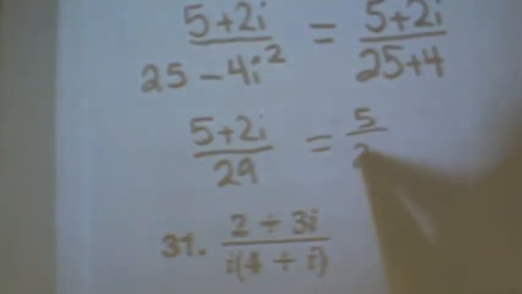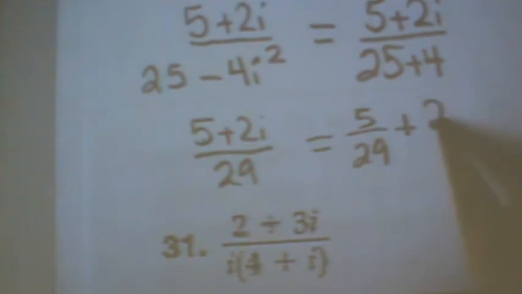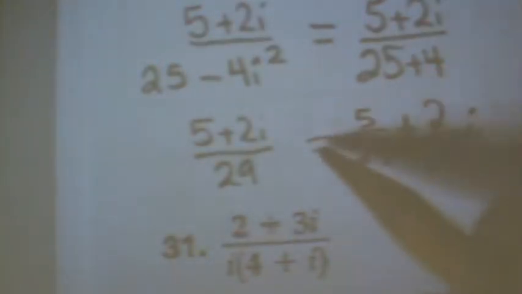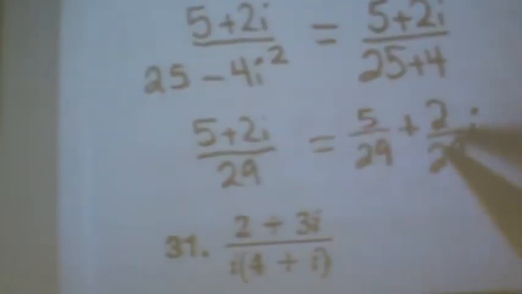So it's 5 plus 2i over 29. And in standard form, it looks like this, 5 over 29 plus 2 over 29 i. That is in standard form.